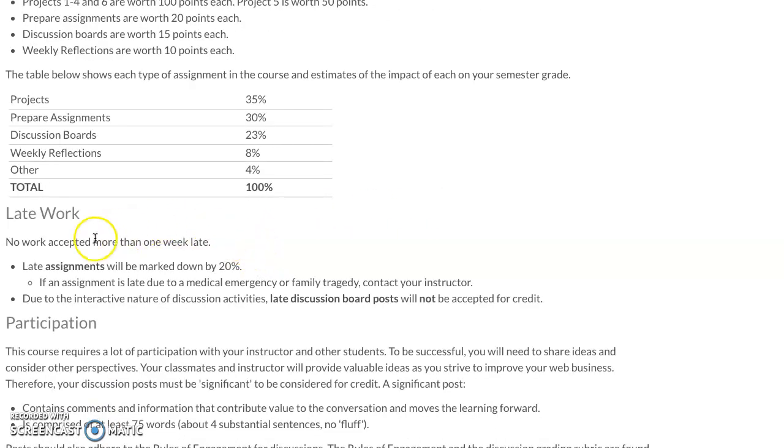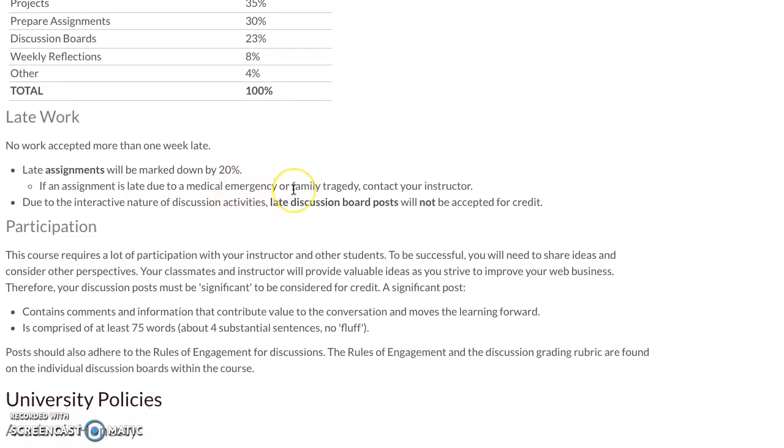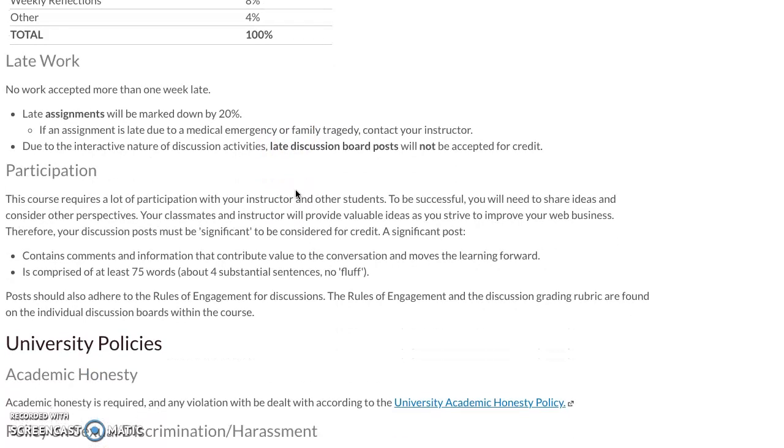Note this point on late work. You have 1 week to turn in late work. So it's the minute after they're due, there's a markdown by 20%, and that 20% lasts throughout the whole week. After 1 week, there is no late work accepted unless there is a medical emergency or a family tragedy. Please reach out if that's the case.